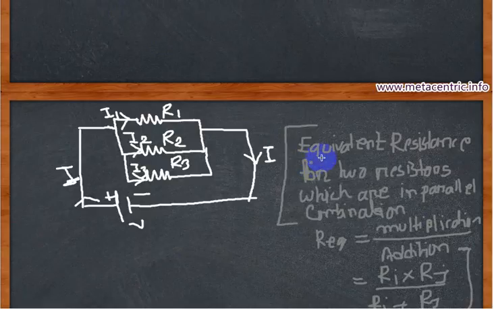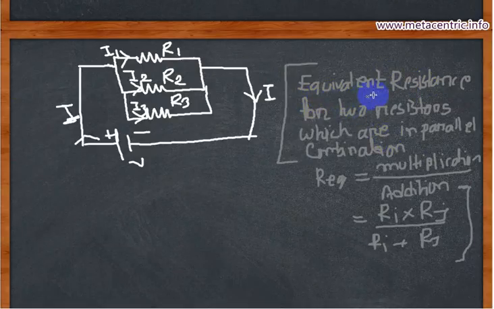So before that there is a side note. To calculate the equivalent resistance for 2 resistors which are in parallel combination, the easiest formula is R of equivalent is equal to the multiplication of 2 resistances divided by the addition of 2 resistances. If the resistances, or I can say resistors, basically the resistance or the resistors, we mean the magnitude or the value. Okay, so the 2 resistors are Ri and Rj. So the multiplication, that means Ri into Rj, and the addition is Ri plus Rj. So this is the simple formula for 2 resistors.